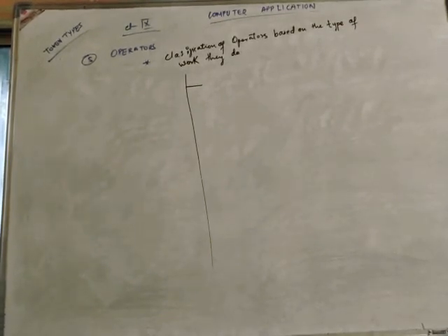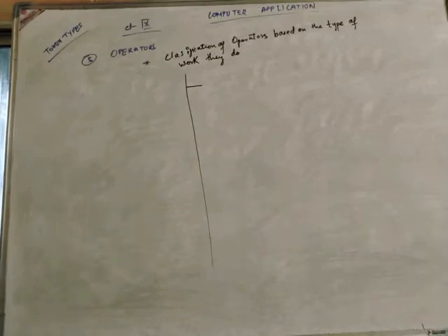Now we'll classify operators, like in the last video where we classified operators on the number of operands. The next way of classifying operators is based on the type of work they do. Based on which type of operators are doing which type of work, there are different kinds of operators.